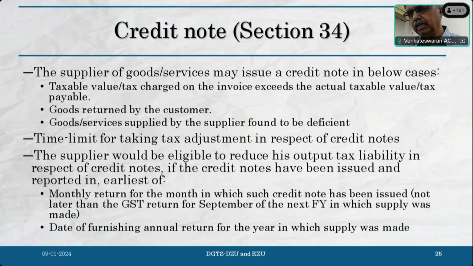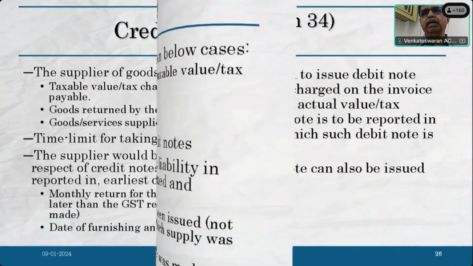All these things are required. And you can issue a credit note anytime based on your reply. Earlier, a one-to-one correlation was there. After 2019, this one-to-one correlation has been done away with. Similarly, there is the debit note.